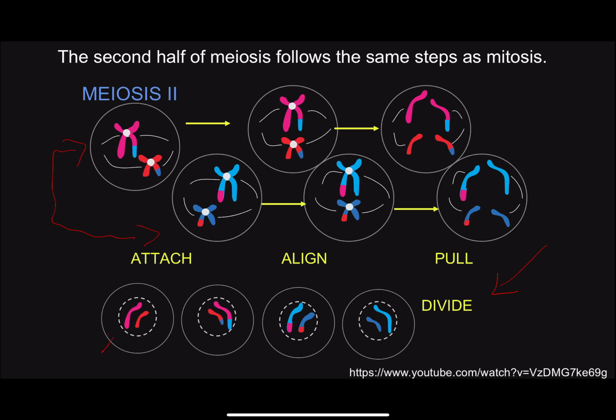So, this one might have information to build brown hair, and this one might be blonde, and this one might be curly, and this one might be straight hair. So each of these different eggs and sperm can carry a slightly different combination of the information that was present in the parent cells.